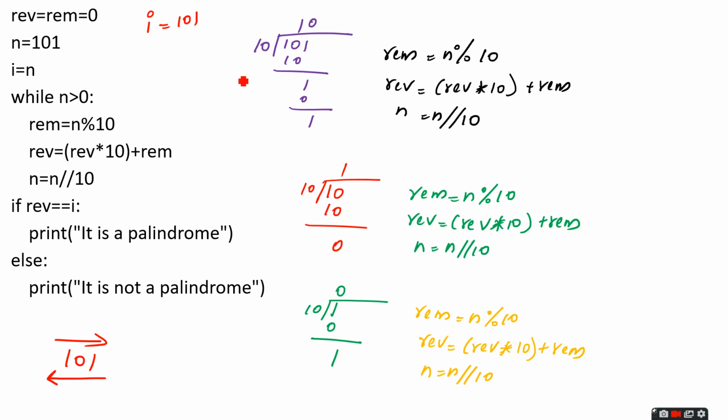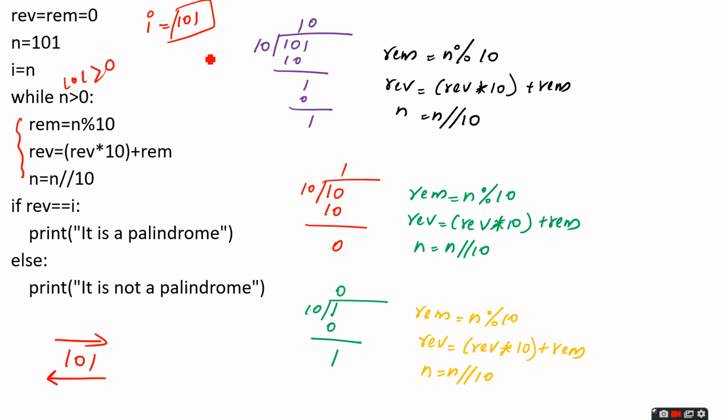Now we can execute it. The value of n is 101, I equals 101. When we execute this, the value of n becomes 0. That's why we have given the value of n to I. Otherwise, it is not possible to compare n and the reverse number. So first the value of I is 101, then n is 101. Now 101 is greater than 0, the condition is true, so we come inside the loop.